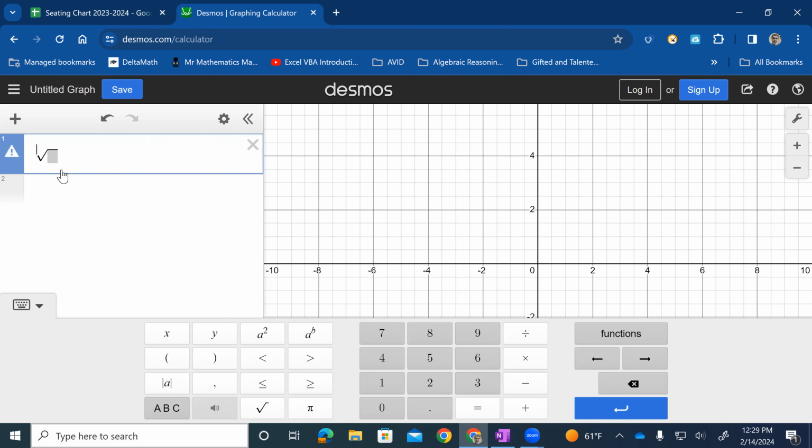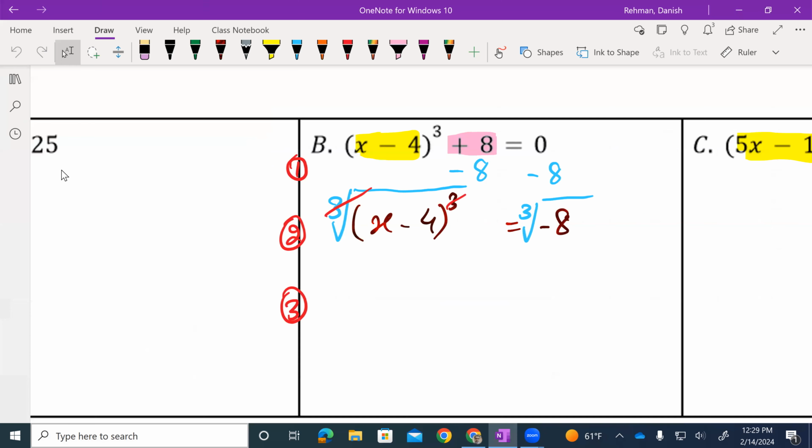Click on this. What should I write outside? 3. What should I write inside? -8. What's the result? -2. So that's what I'm going to bring in over here for the right hand side. Left hand side is what? X minus 4. X minus 4 is my left hand side, and right hand side is -2.